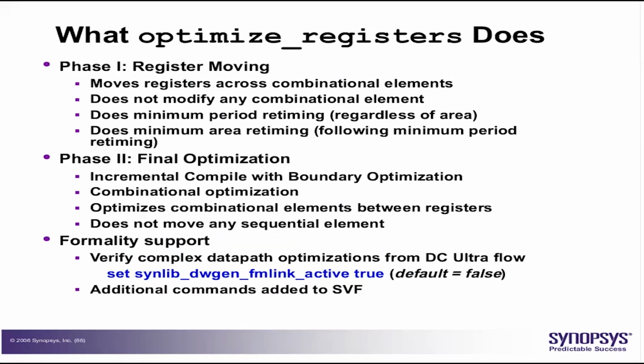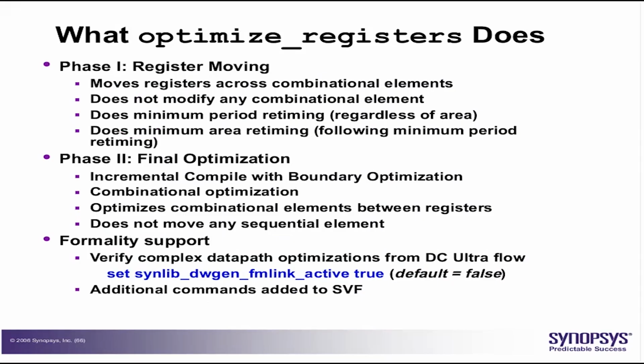So what does optimize registers do? Optimize registers does a lot of things. It does register moving, moves registers across combinational elements like we saw in the graphic earlier. It does not modify any combinational element. It does minimum period retiming regardless of area. It does minimum area retiming following minimum period. Minimum period means that it should meet the clock frequency that we apply. Then in the second phase, it can also do some area optimization.